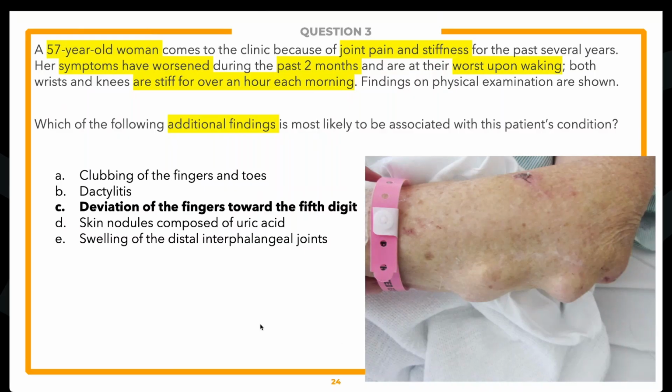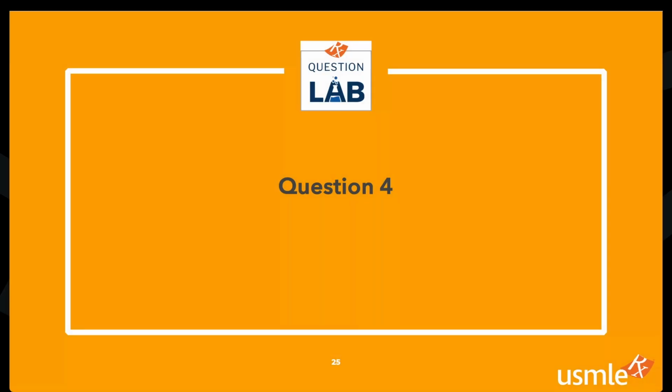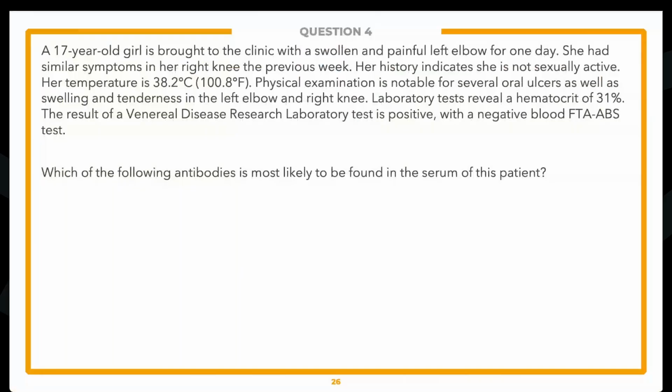Okay, nice work, everyone. Well, with that, we have reached the final question for tonight's question lab, question number 4. And we're going to take a look to see what is in the cleanup spot. No images this time, but we do have all of those answer choices covered up. So we'll start off with the lead-in. Which of the following antibodies is most likely to be found in the serum of this patient?